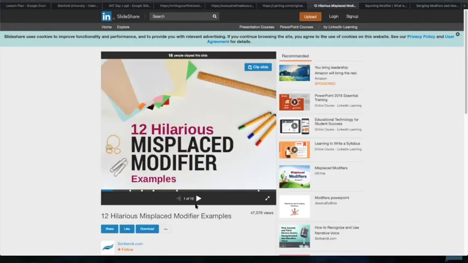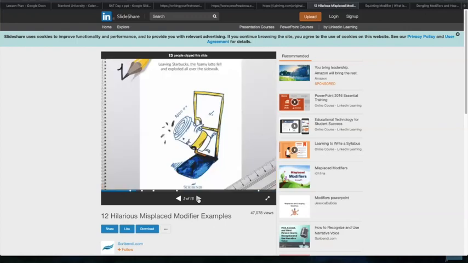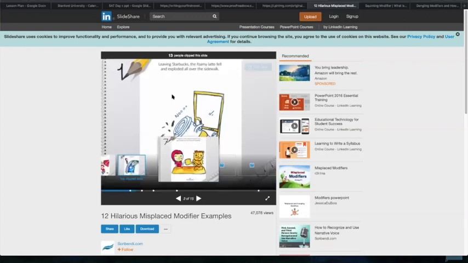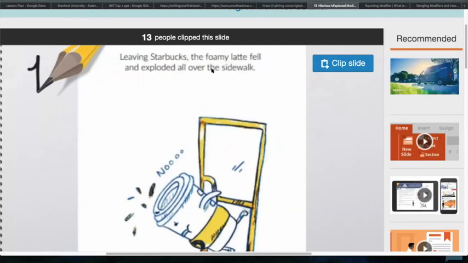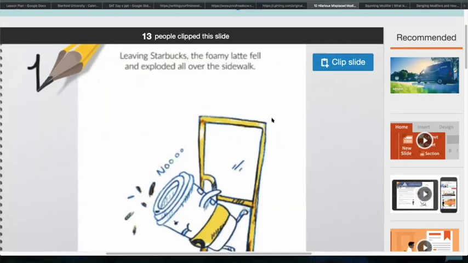We have some really funny modifier errors here. This one's, okay: leaving Starbucks, the foamy latte fell and exploded all over the sidewalk. So who was leaving Starbucks? It seems like the foamy latte was leaving Starbucks. This is the modifier. I wonder, there we go, if I can zoom. Whereas "leaving," it's actually I that was leaving Starbucks. So again, this is a misplaced modifier error.